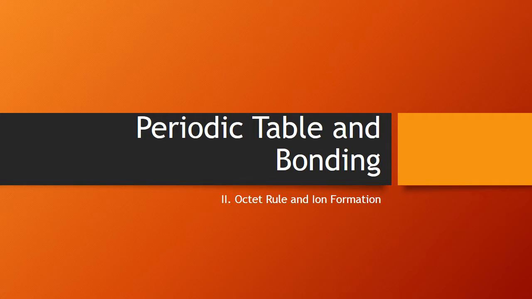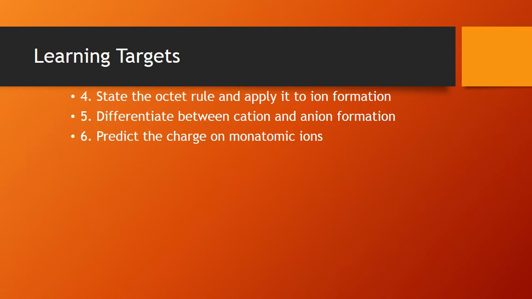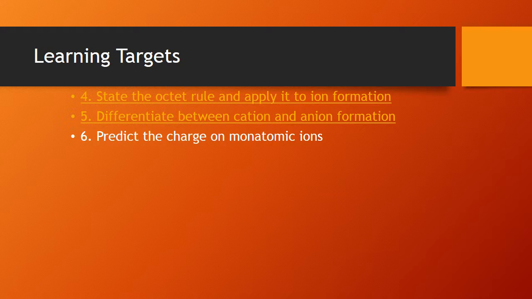The next lesson in our periodic table and bonding unit is on the octet rule and ion formation. Here are our learning targets for this lesson. We're going to do these first two here together. We want to be able to state the octet rule and apply it to ion formation, and also to be able to differentiate between cation and anion formation.